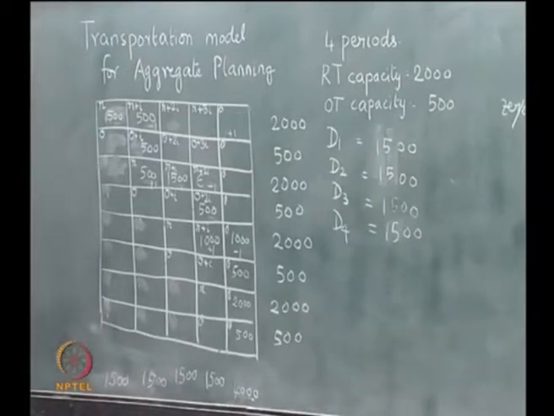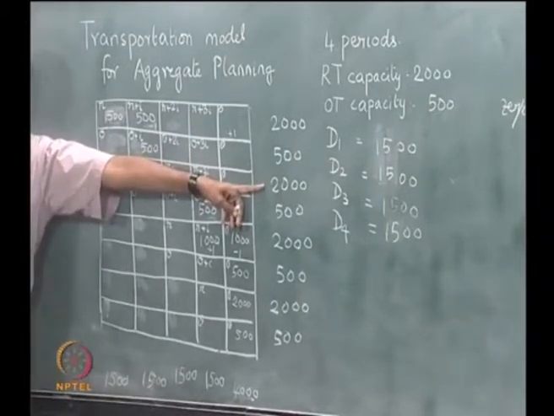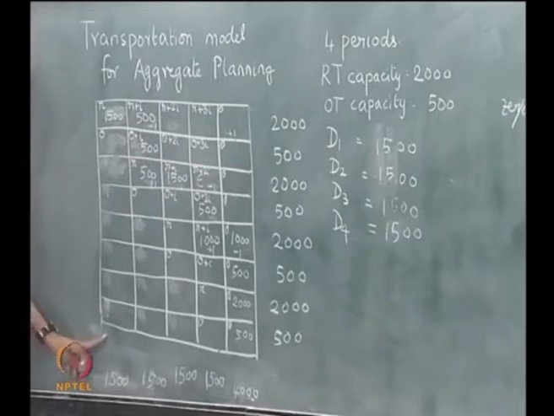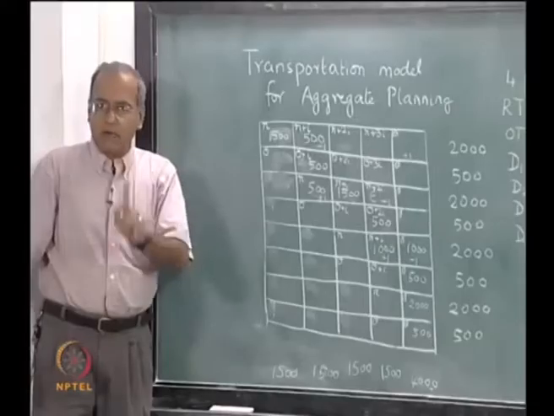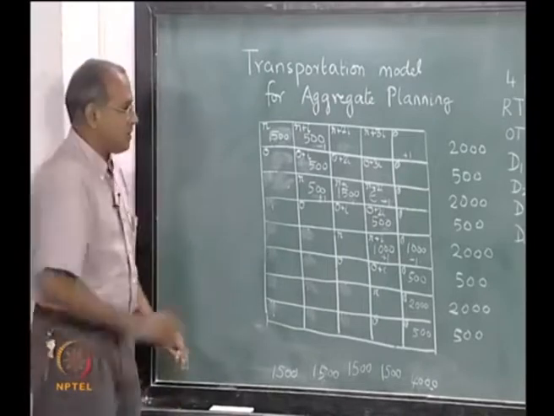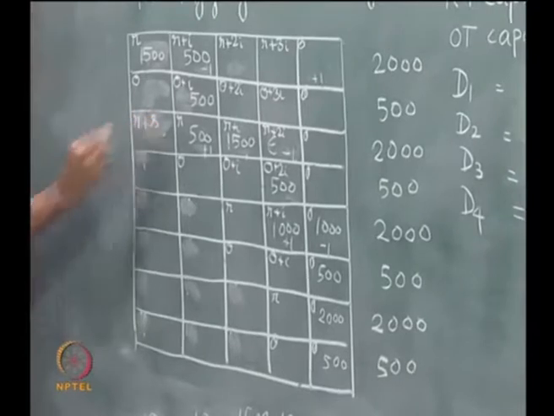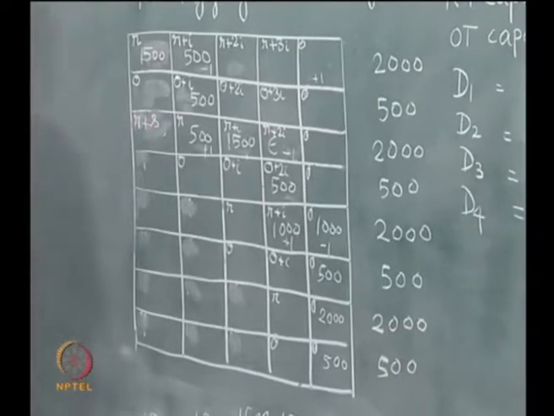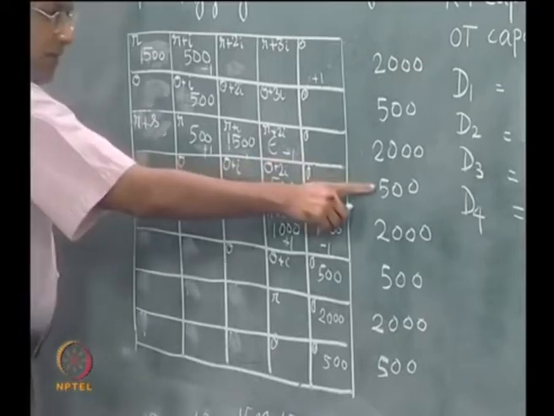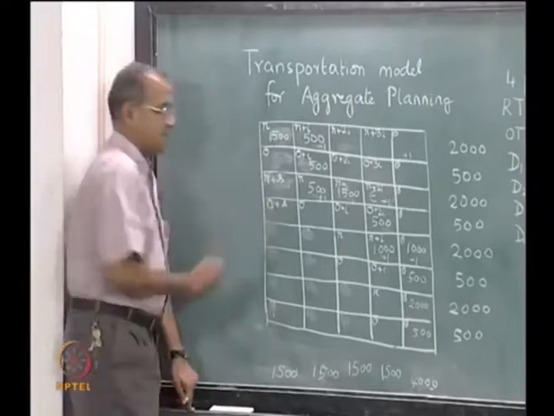So, if we allow back order, which means I can use regular time capacity of the second period to meet the demand of the first period, which means I back order by 1 period. So, there is a regular time production cost of R plus a back order cost of S. So, the cost becomes R plus S. For the second period's overtime to meet this, the cost becomes O plus S.